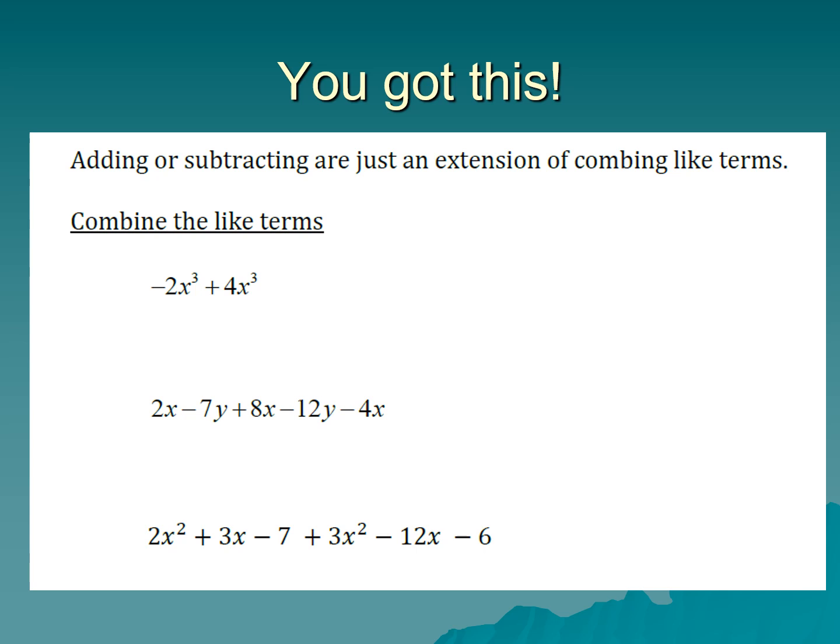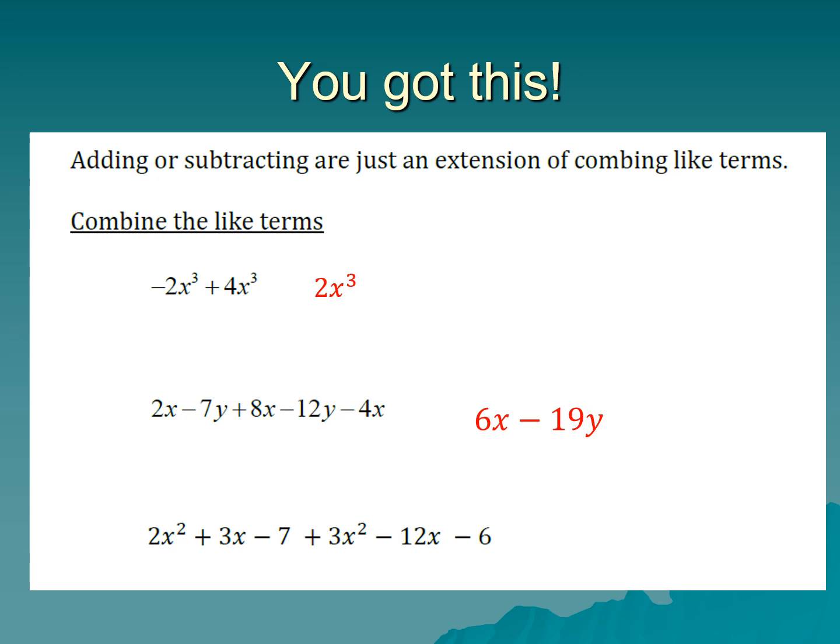So to combine the like terms, you just want to first of all figure out if they're like or not. So an x cubed is like an x cubed, so you would just add the coefficients. So 4 minus 2 is 2. Again, it's the same letter with the same power. So the x's would go with the x's and the y's would go with the y's. So 2x plus 8x minus 4x gives us 6x. And then negative 7y minus 12y gives us negative 19y. Remember, it's just counting. So it's like I have 2, I have 8, but somebody took 4.